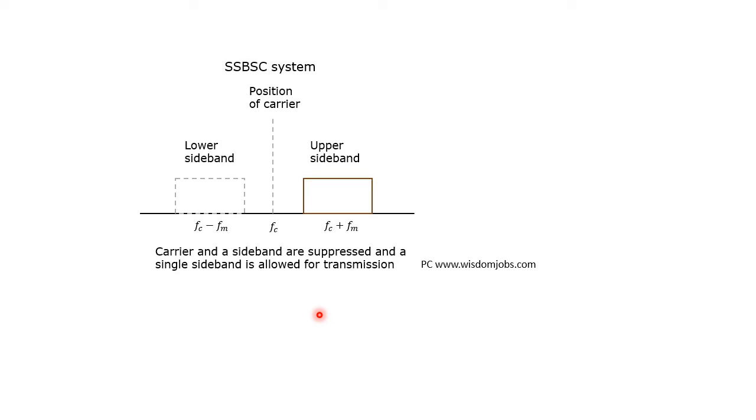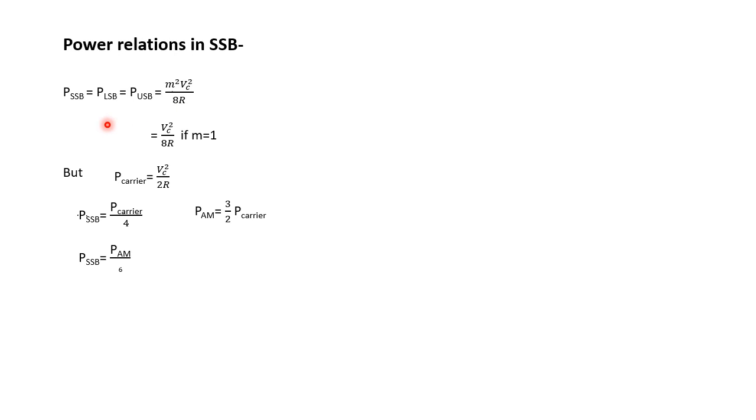As in the previous cases, if instead of a single modulating frequency, we have to communicate a whole range of modulating frequencies or message signals, then instead of a single upper sideband frequency or lower sideband frequency, we will have a complete band of upper sideband or a complete band of lower sideband. It is quite evident from this figure.